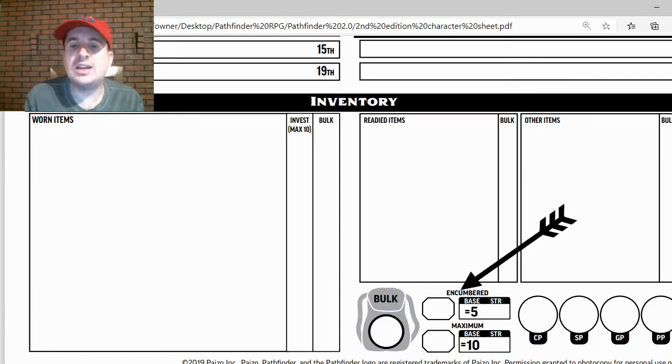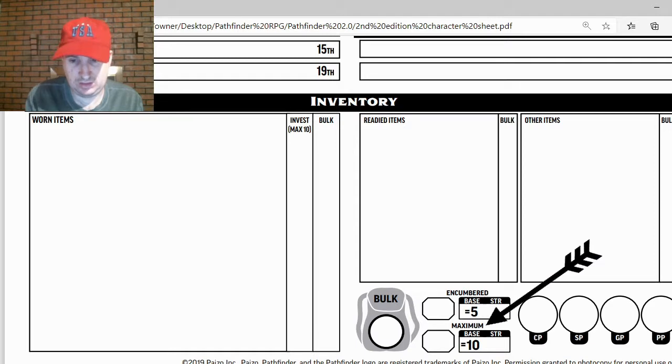I'll cover the encumbered condition when I get to my conditions video. There's also a maximum limit. This is the most your character can carry. If you carry any more than this number, then your character cannot move or do anything because he's carrying too much.